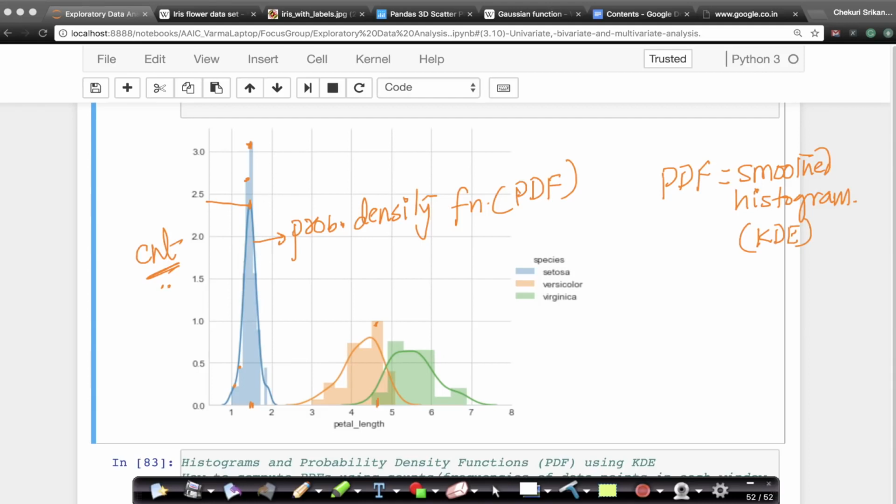We understand what histograms are, right? Histograms represent how many points exist for each value on your x-axis. A histogram is basically an XY plot where the x-axis has the values of the variable you're interested in, which is petal length in this case, and the y-axis represents how many times you find a data point corresponding to a given petal length.